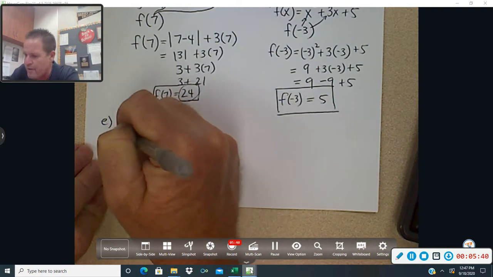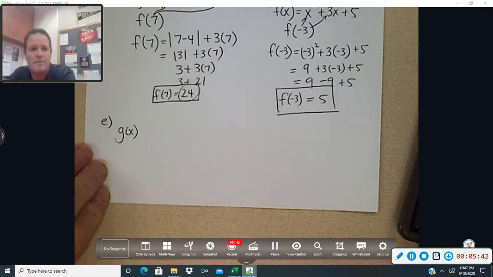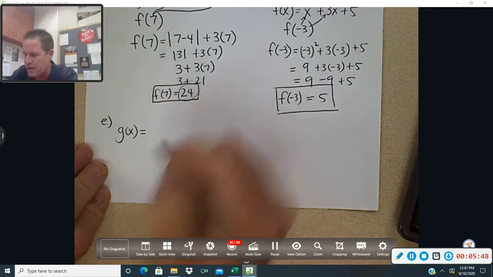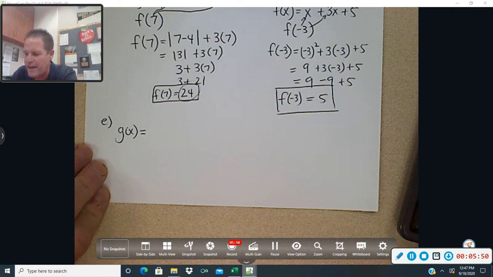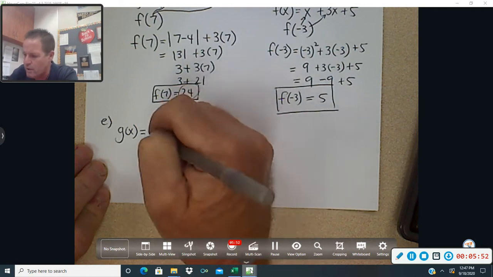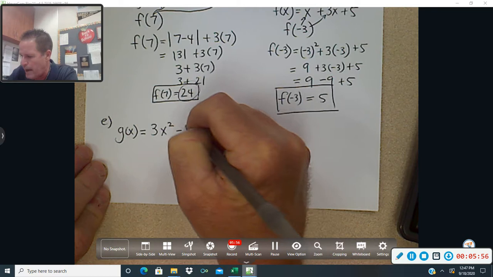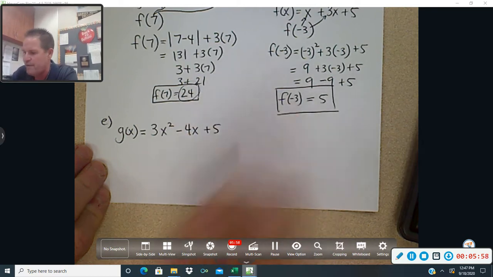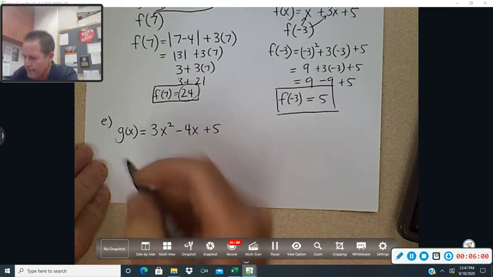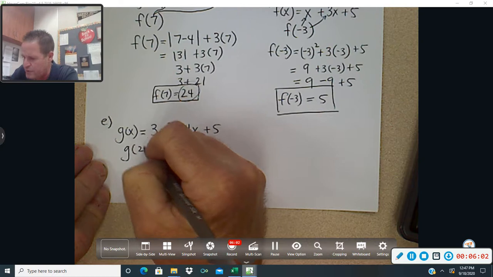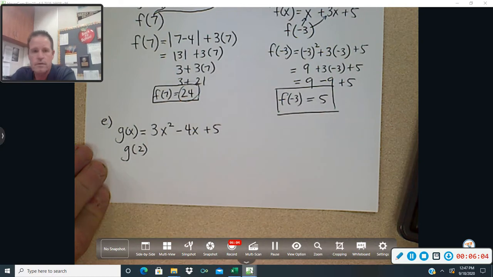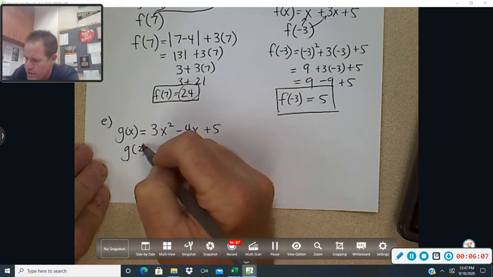Now, they can use whatever letter they want. They don't all have to be f's. Again, we're going to talk a lot about this week during class together, but this gets us started on evaluating functions. So they might say g of x equals, let's go with 3x squared minus 4x plus 5. And let's say I want to find g of 2. So just one more practice question together here.